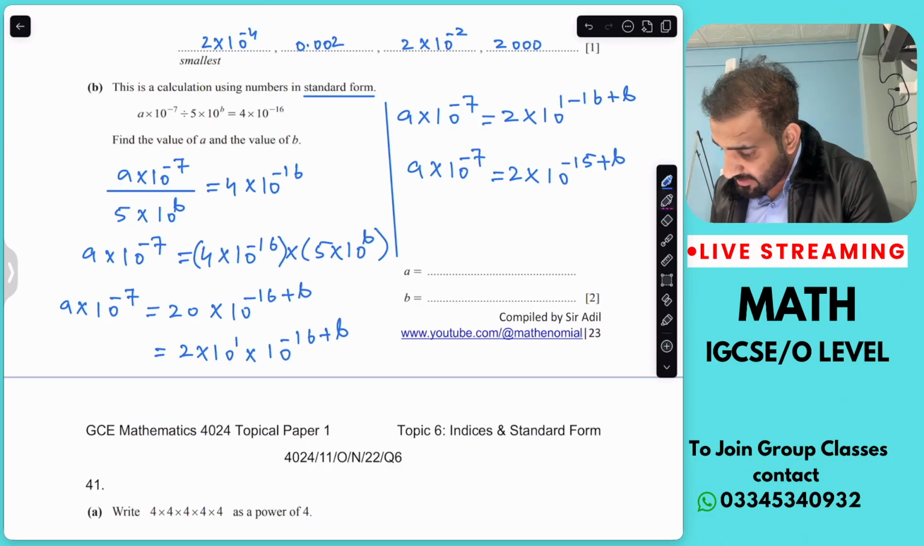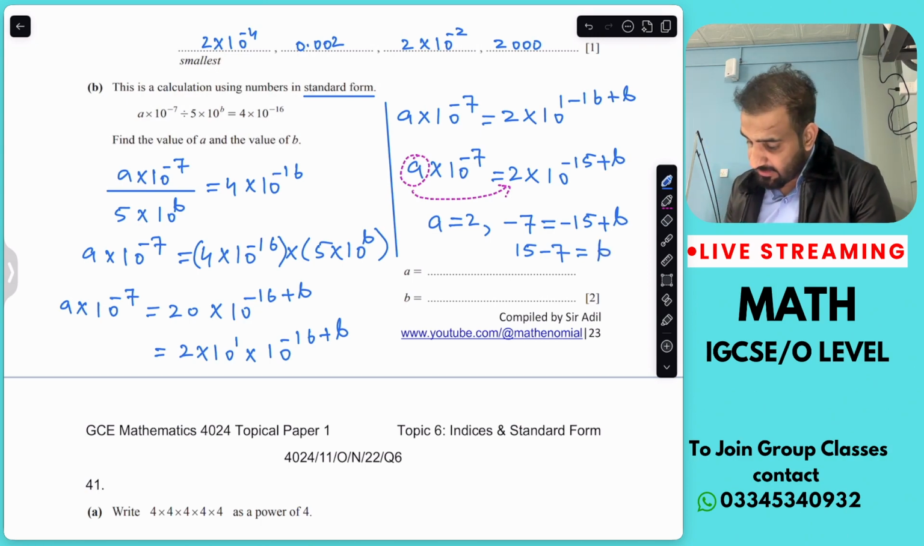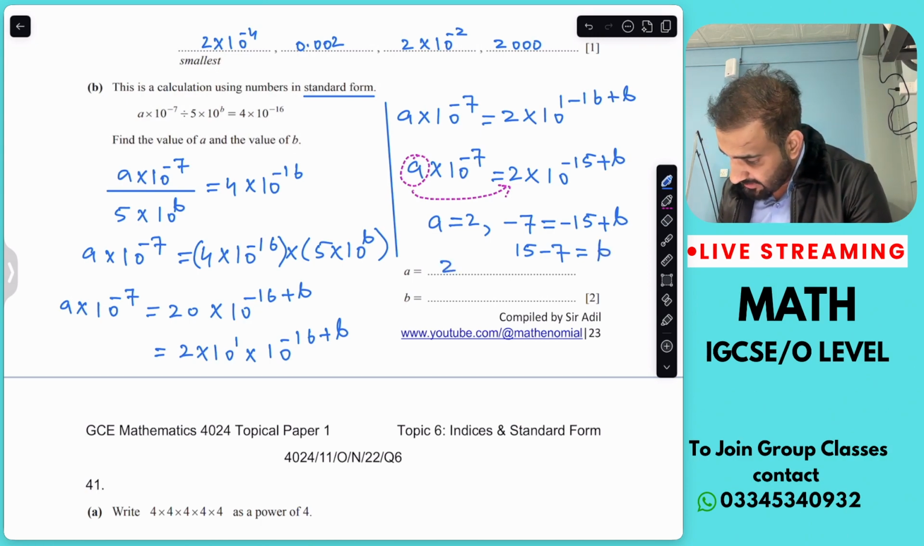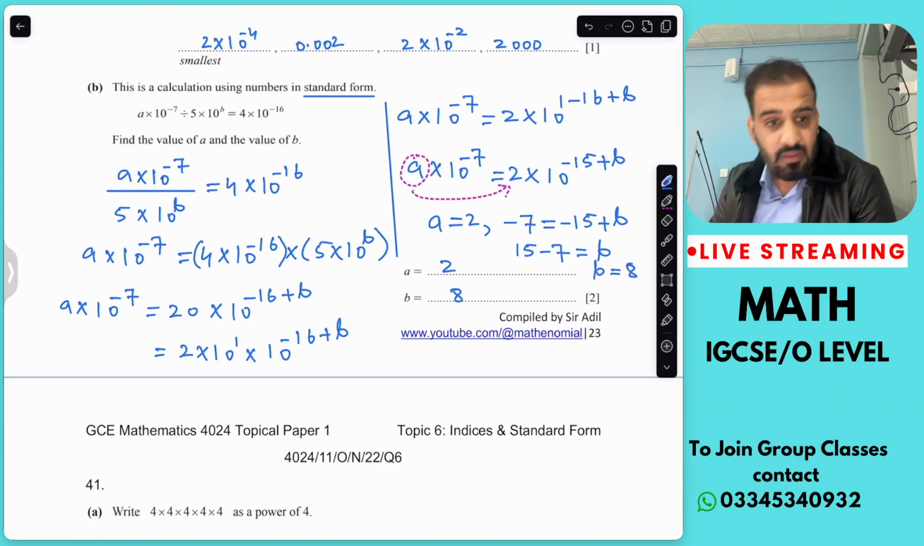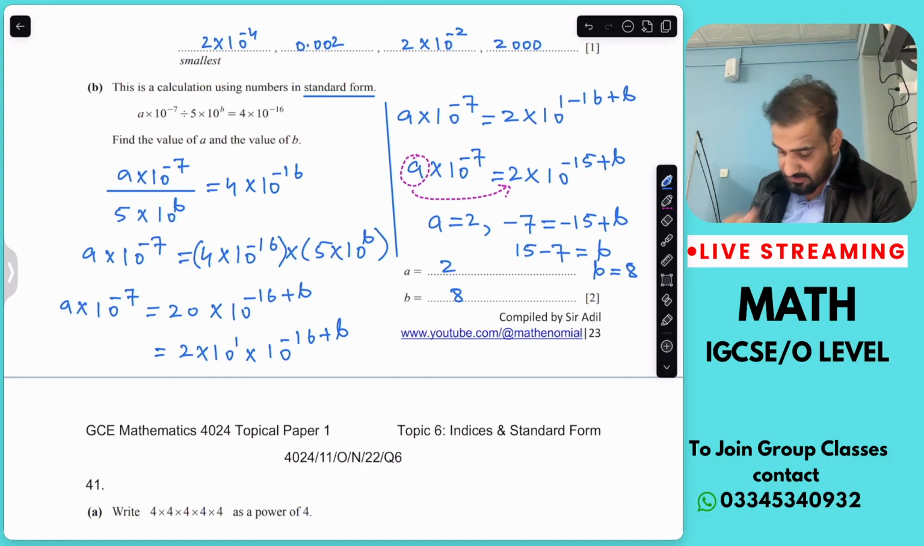So a can be compared with 2. So yes, a is 2 and -7 is equals to -15 plus b. So 15 minus 7 is equals to b, and b is going to be 8. So a is 2, b is 8. That's it. It was a nice question.